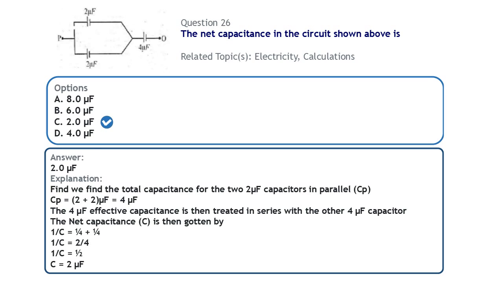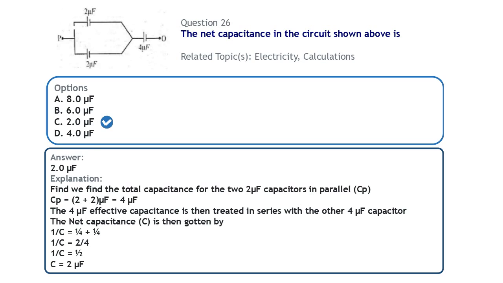So for the effective capacitance for these two capacitors in parallel, let us represent it as Cp. It will be equal to 2 plus 2, so that is equal to 4. So we have 4 microfarad. That means that the effective capacitance of this one, 4 microfarad, is now going to be in series with this other one here. So we now find the net capacitance for both of them. We assume it is now 4 microfarad in series with this.